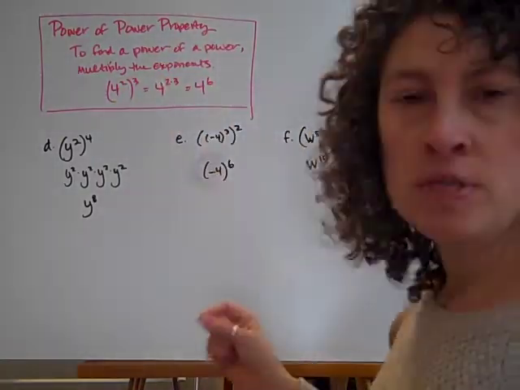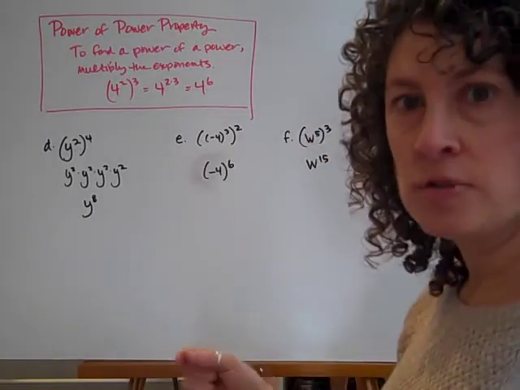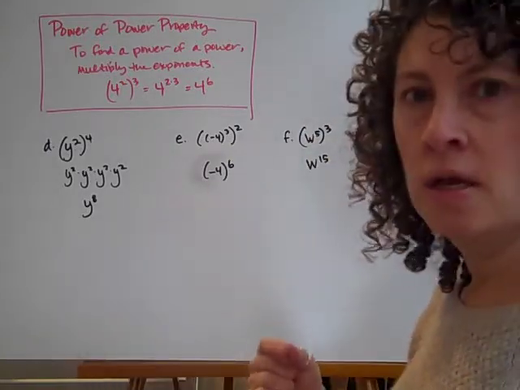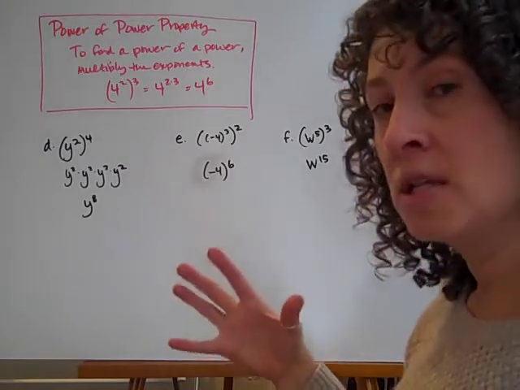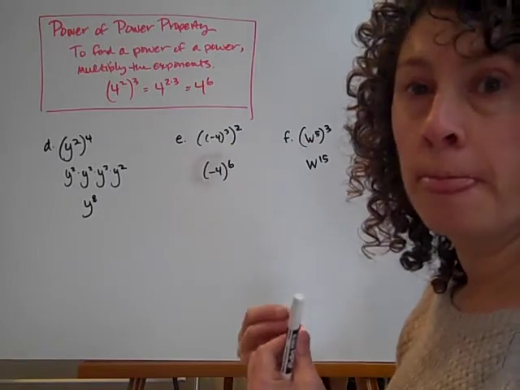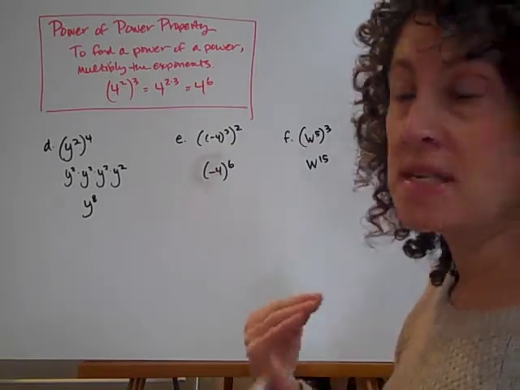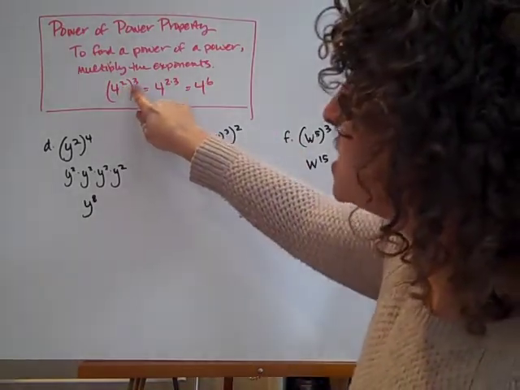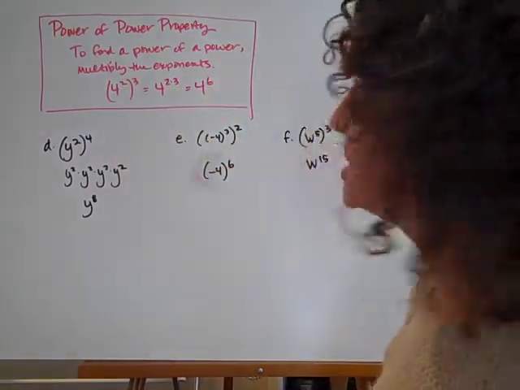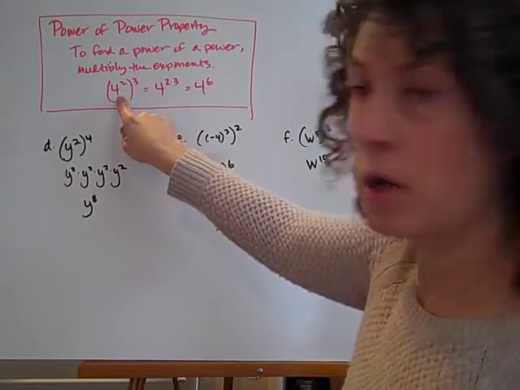So if I really think about what's happening here, I'm doing 4 to the second times 4 to the second times 4 to the second. I'm repeating that 4 to the second over and over again. Now if I go back to the last rule, 4 to the second times 4 to the second times 4 to the second, I would keep the 4, and then 2 plus 2 plus 2, which would give me 6. Shortcut way to do that is to multiply the 2 times the 3, and I come up with 4 to the 6th. So this is a power of a power.